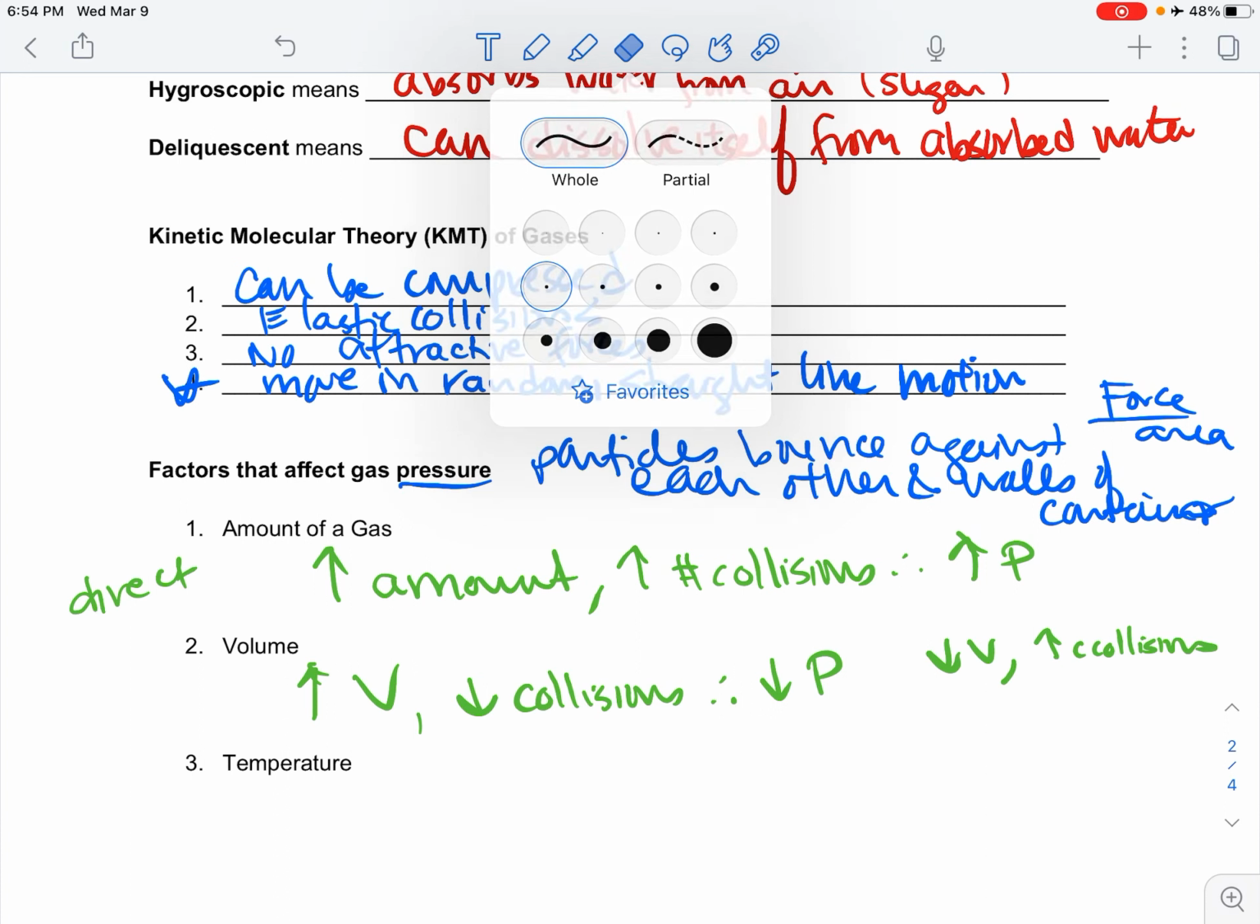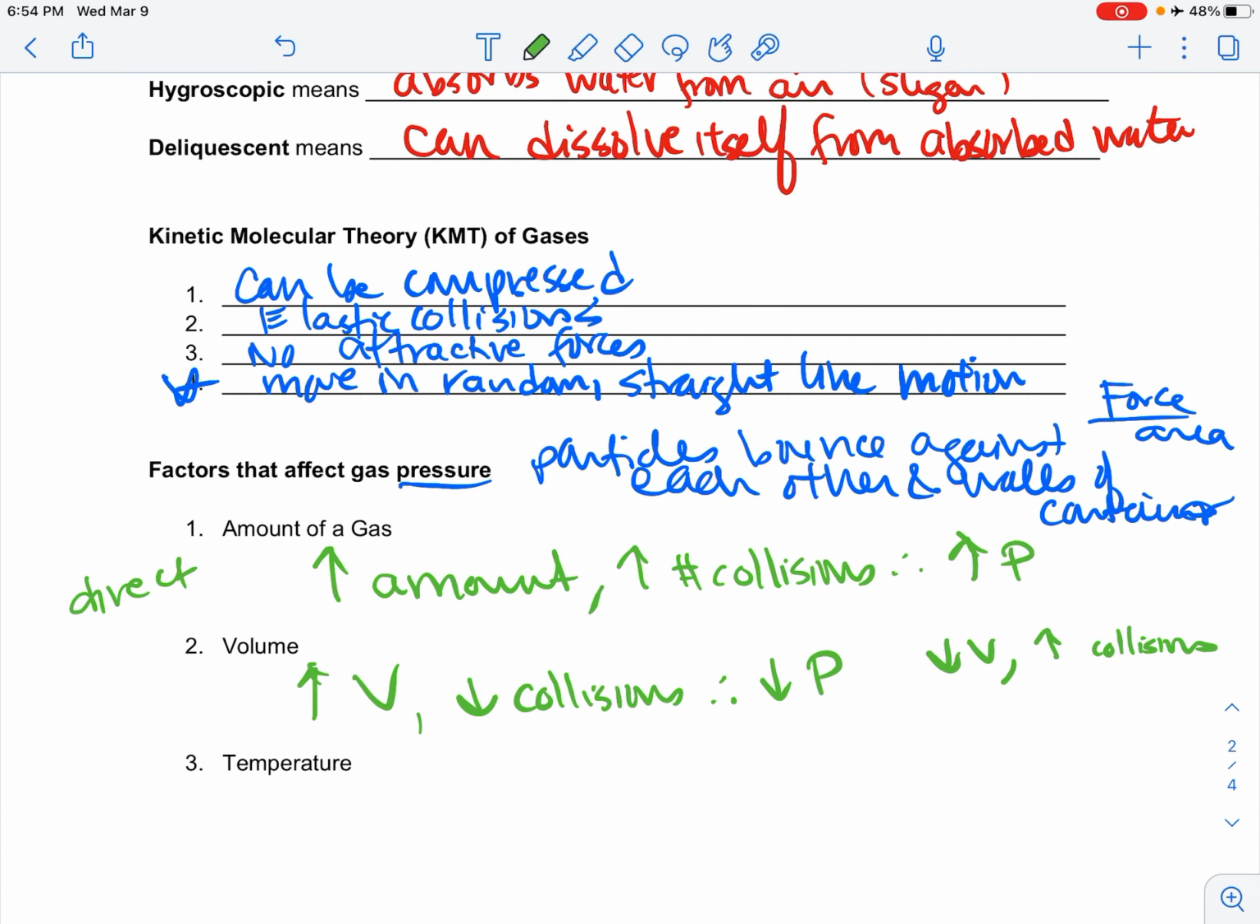Teeny tiny eraser. There you go. You would increase collisions and therefore increase pressure. So this is an inverse relationship.